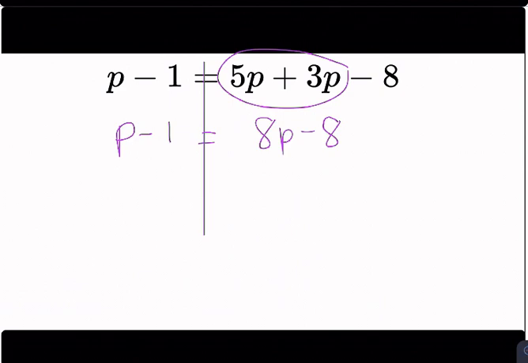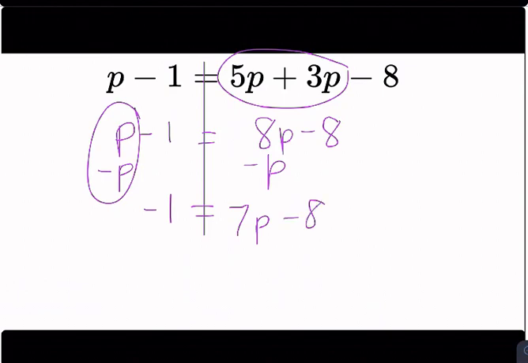So I'm going to take away the positive p from this side. And to take away positive p, to get rid of a positive, I want to add a negative or even just subtract a positive. So I'm going to subtract p from each side. I'm going to be left with negative 1 there because that makes a 0 pair. I'm going to be left with 7p on that side, 7p minus 8.